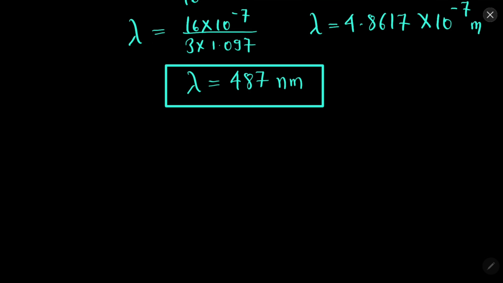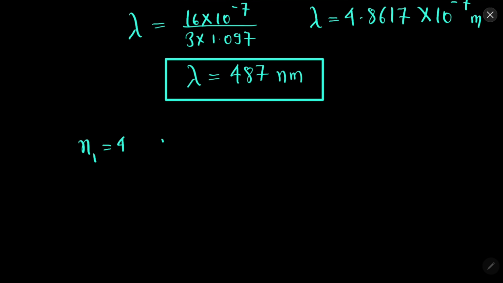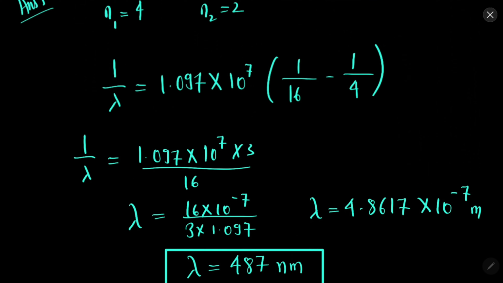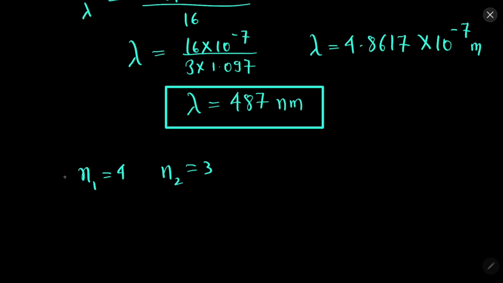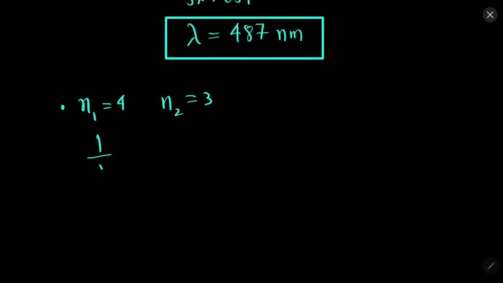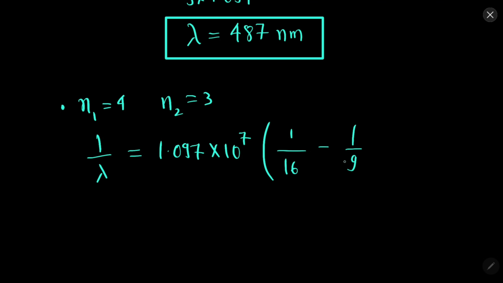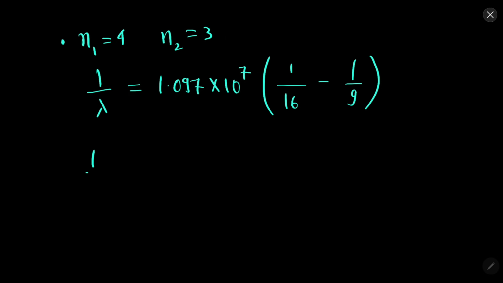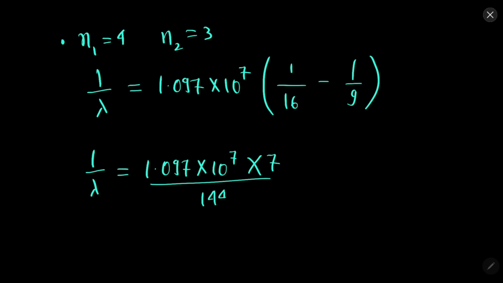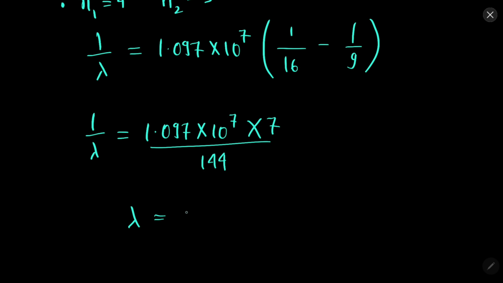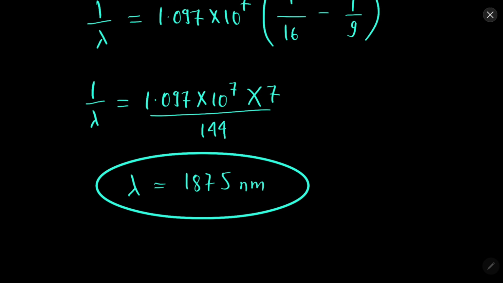Now what if N1 is 4 and N2 is 3? This was one situation, this is another situation. So the same, 1 over lambda is 1.097 into 10 to the power 7, 1 over 16 minus 1 over 9 because 3 square is 9. So 1 over lambda will be 1.097 into 10 to the power 7 into 7 over 144. So lambda will be, after solving, 1875 nanometers.